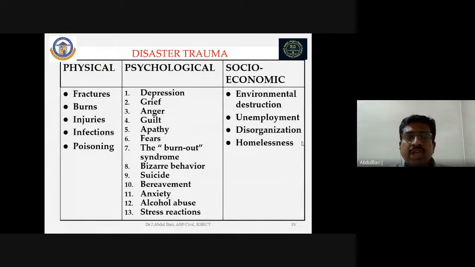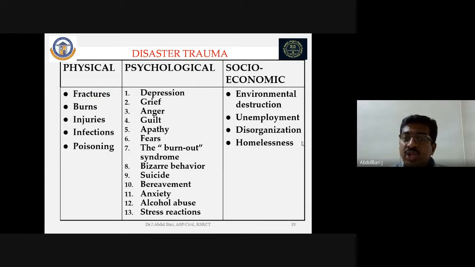In case you are looking at physical, psychological, and socio-economic disaster trauma, physical trauma we can classify as fractures, burns, injuries, infections, poisoning. Everything will be looked at under physical and psychological activities. Many people will get depressed, with grief, anger, guilt, apathy, fears, burnout syndrome, bizarre behavior, suicide, peer interference, anxiety, alcohol abuse, stress reactions. Everything will be taken into account. So psychological trauma will affect the entire person because of the disaster.